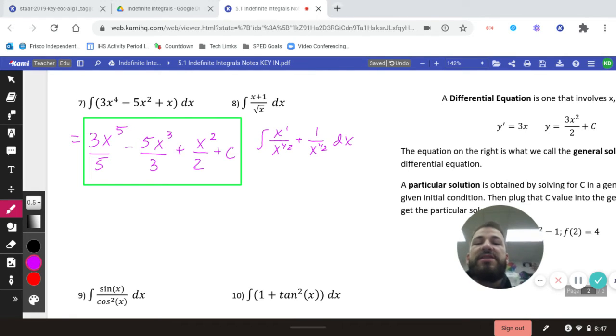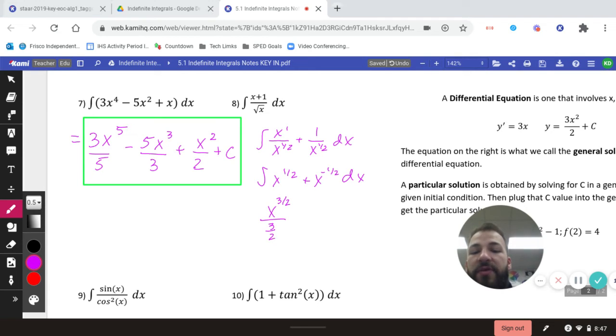Okay, so now I can reduce these more. If I have same base with the powers, I can subtract the powers. So 1 minus 1/2 is equal to 1/2. So this becomes x to the 1/2. And then that x to the 1/2 in the bottom becomes x to the negative 1/2. And then still dx. Now, just like before, I'm going to add 1 to both of these powers. So this becomes the integral is 1/2 plus 1, which is 3/2, divided by 3/2, plus negative 1/2 plus 1 is positive 1/2, divided by 1/2, and then plus c.